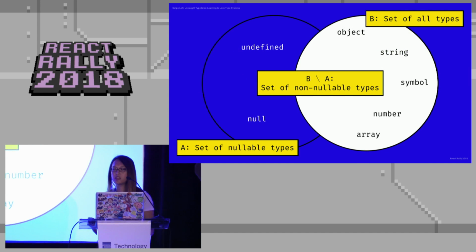To put this visually, imagine a Venn diagram with two sets. One is the set of nullable types, which are null and undefined, and one is the set of all the types. And here I only have listed the default JavaScript types, but the types that you define would be members of this set too. And what you really want here is the difference, right? You want all of the types minus the nullable types, which would leave us with only the non-nullable types.